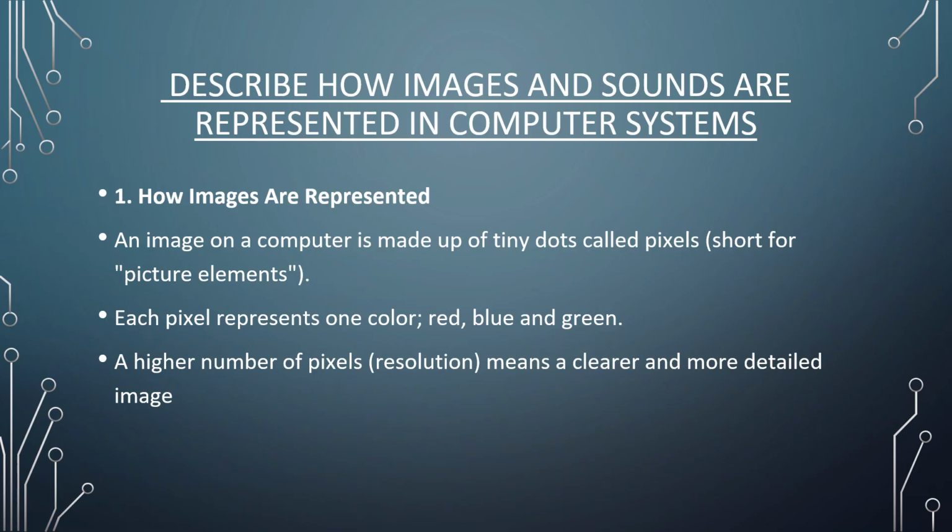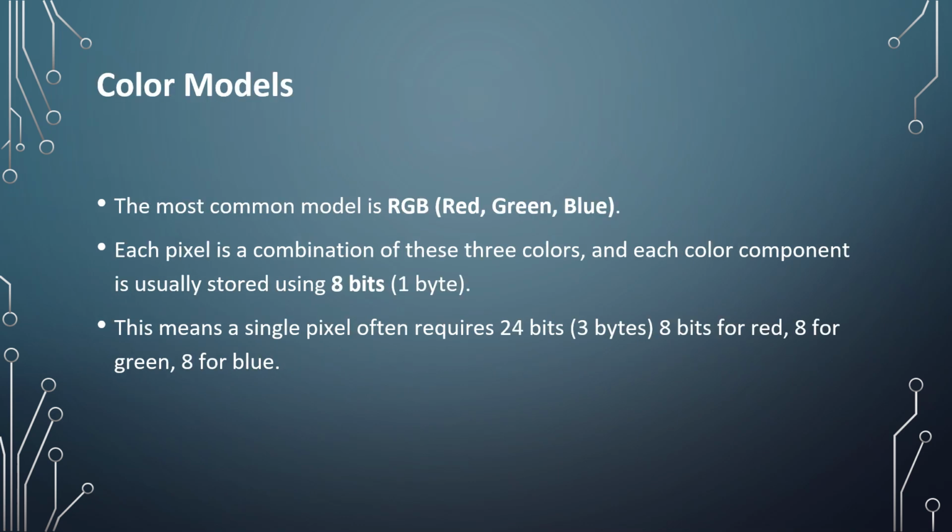An image on a computer is made up of tiny dots called pixels, short for picture elements. Each pixel represents one color, red, green, and blue. A higher number of pixels, which is also known as resolution, means a clearer and more detailed image. The most common color model is RGB, red, green, and blue. Each pixel is a combination of 3 colors, and each color component is usually stored using 8 bits, which is equal to 1 byte. This means that a single pixel often requires 24 bits, equal to 3 bytes: 8 bits for red, 8 for green, and 8 for blue.